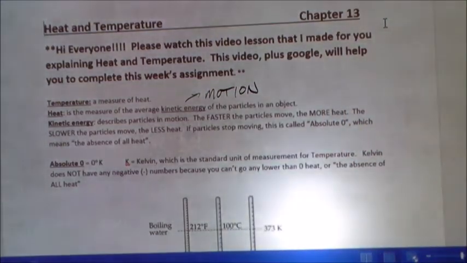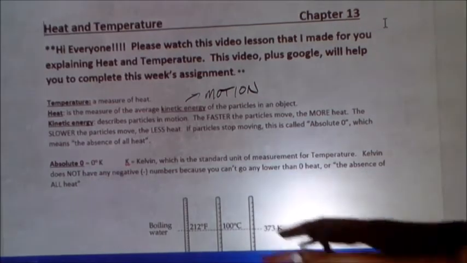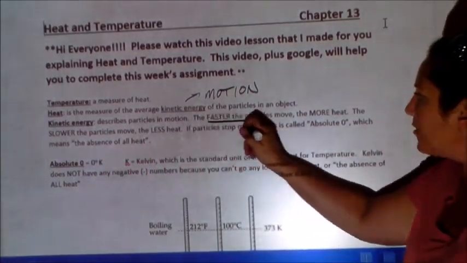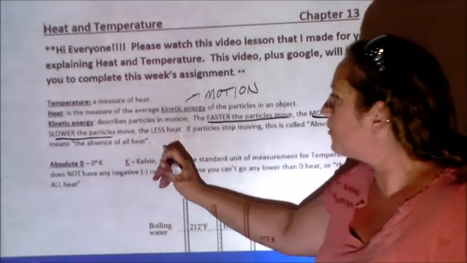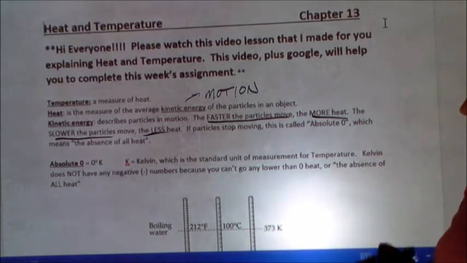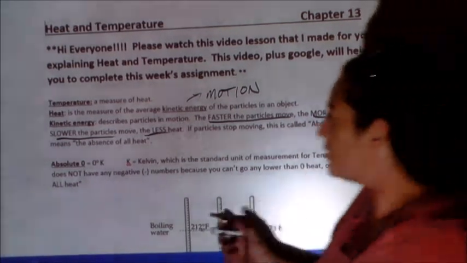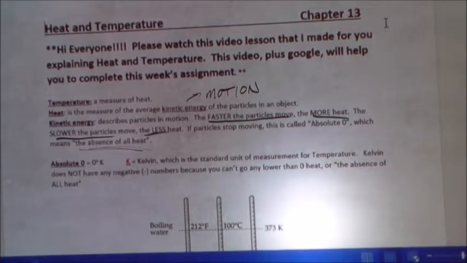When molecules are moving, they're hitting each other and causing a little bit of friction. So kinetic energy describes particles in motion. The faster the particles move, the more heat. The slower the particles move, the less heat. If particles stop moving, this is called absolute zero, which means the absence of all heat, no heat.